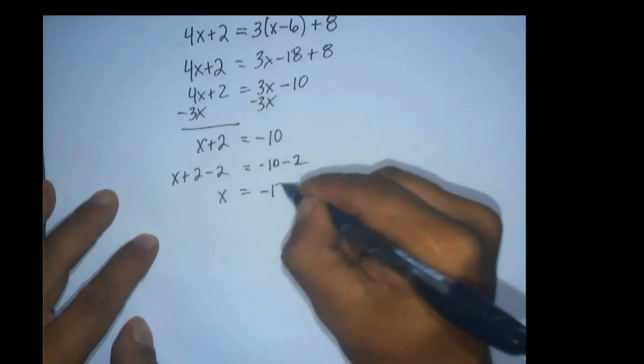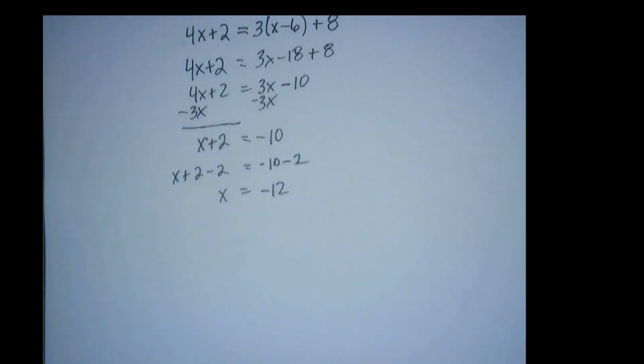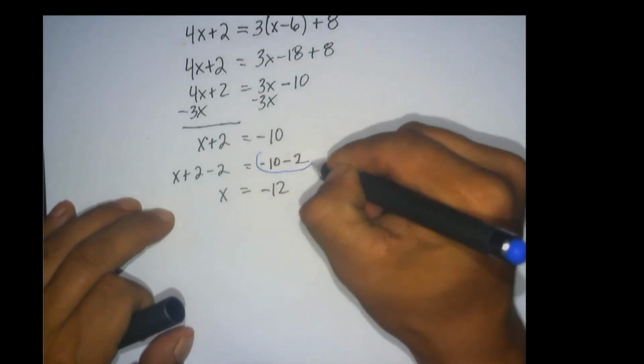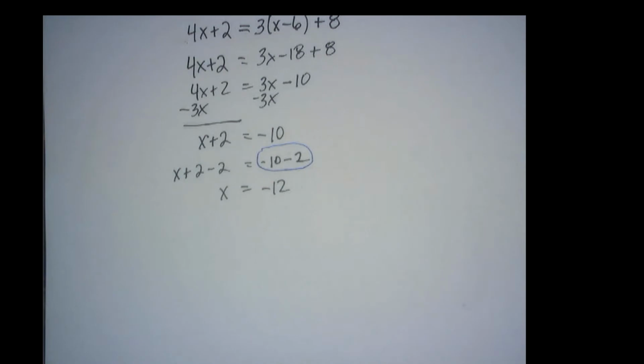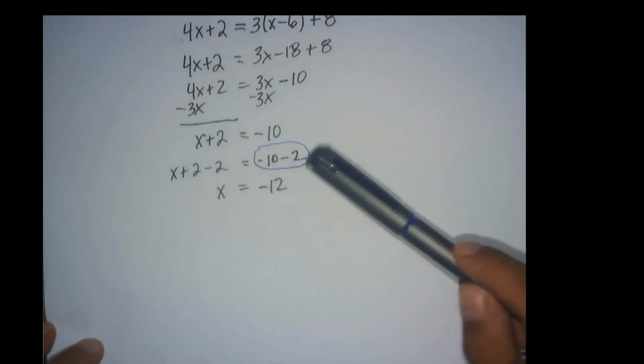I'll tell you what, I wish I had a highlighter right now. I have a blue. This right here is the hardest part of the problem in most people's eyes. This is where people screw up the most.